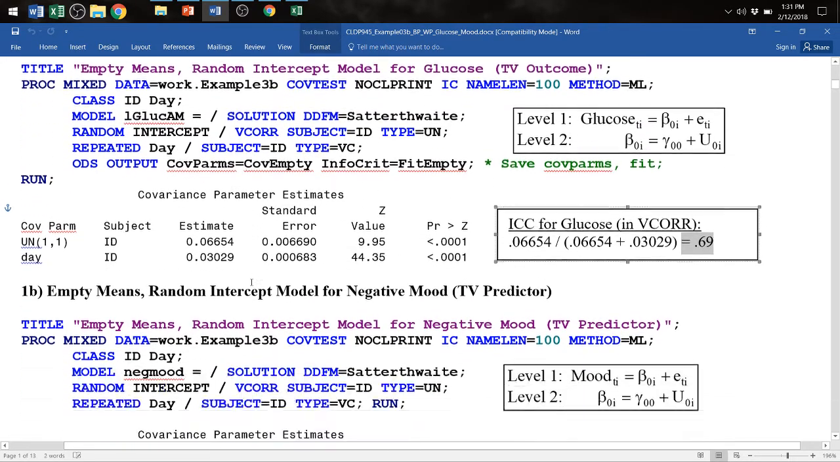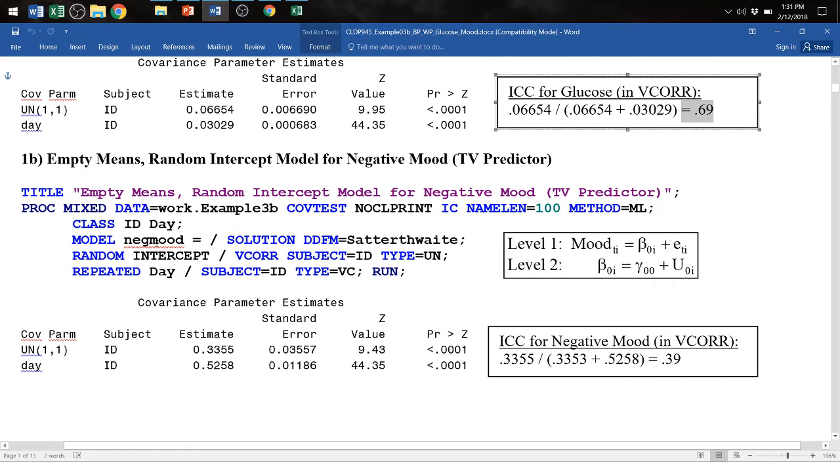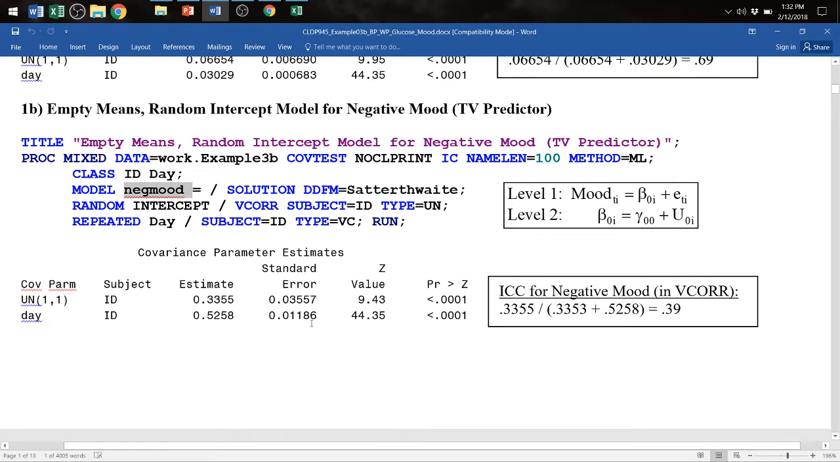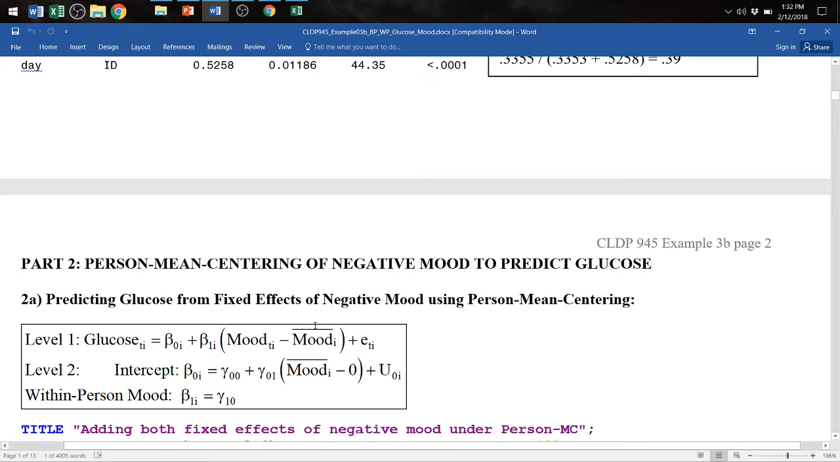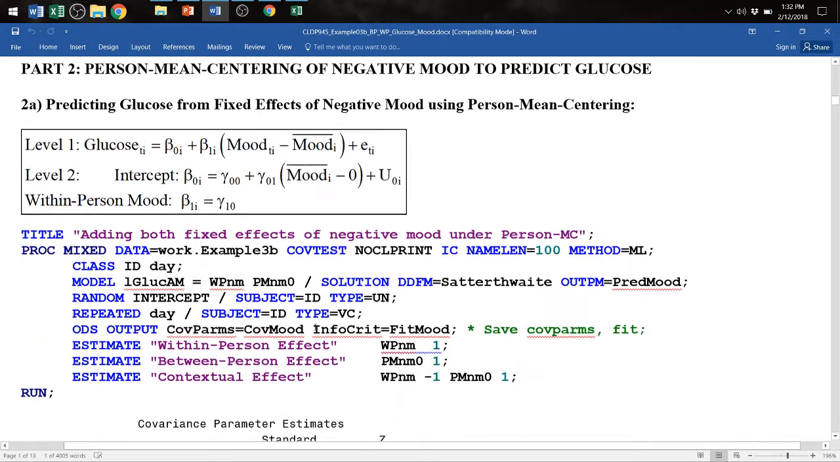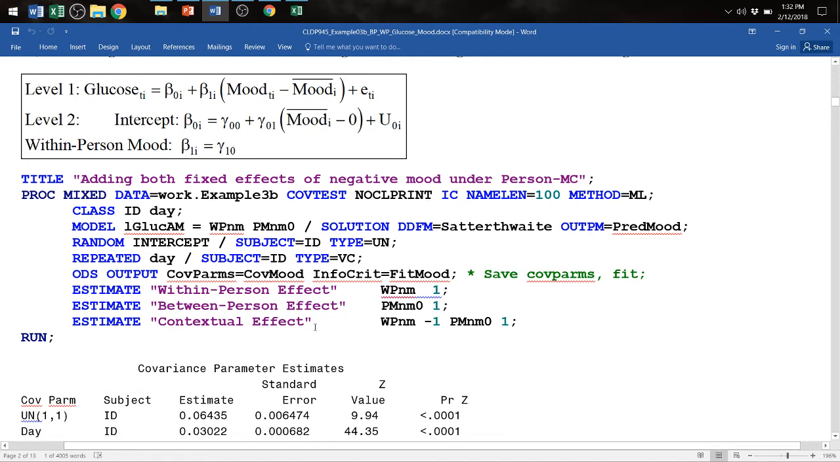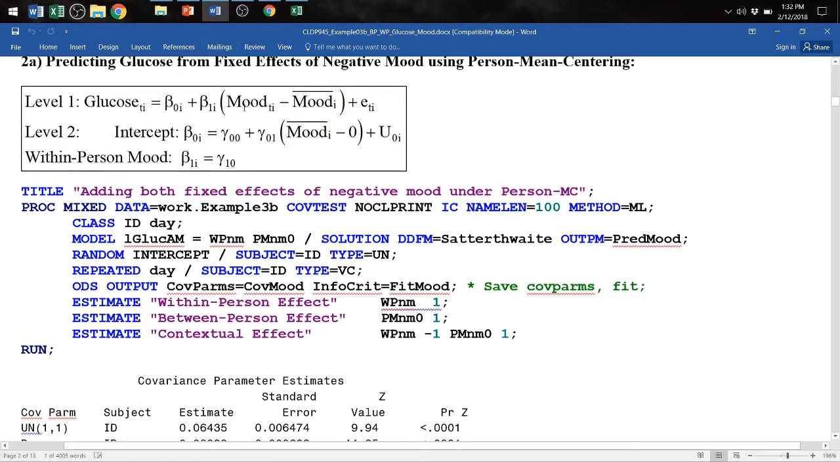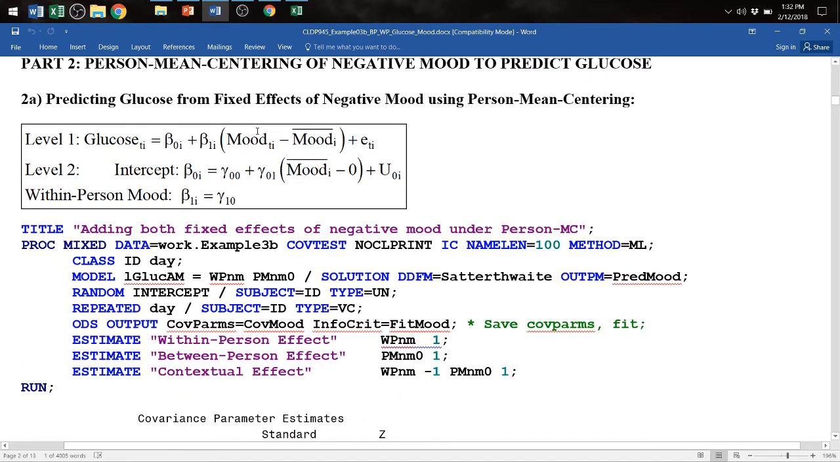Likewise, for negative mood, the predictor, I am decomposing its variance. It is 39% between. So that means we do have to worry about what its between person effect might be, what its within person effect might be, and to allow those to be 2 different numbers as needed. Okay, with me so far? All right, so person mean centering. I am putting in both predictors at the same time. Within person X goes into level 1, and person mean X goes into level 2. I have an equation here on the top of page 2, this right here.